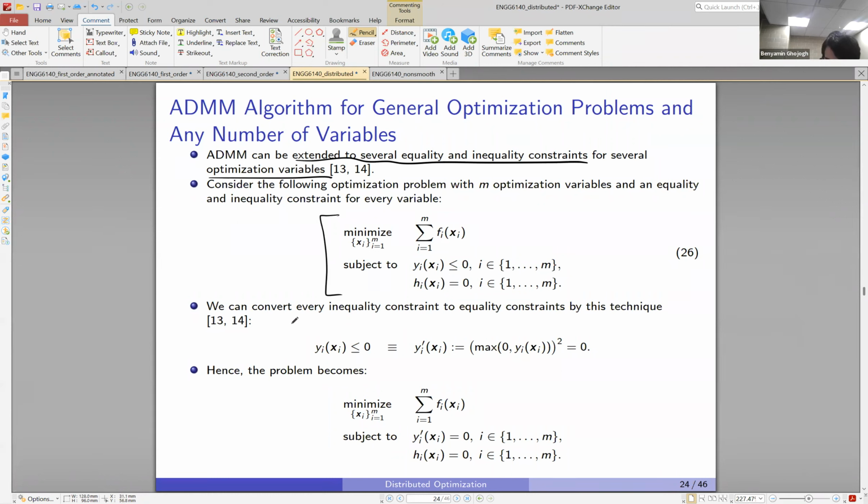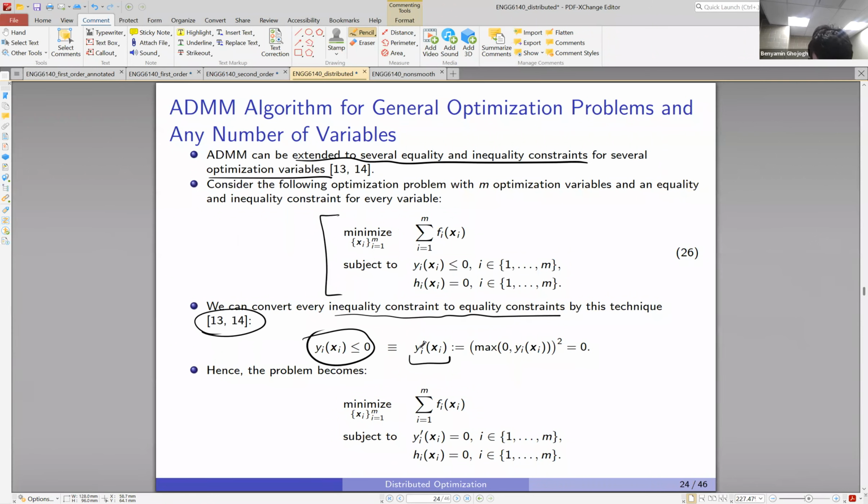What do we do for inequality constraints? Similar to what we had in the interior point method, we need to do some trick to get rid of the inequality, because inequality constraints are really a pain in the neck. We can handle equality constraints, so let's do something about the inequality constraints. Here, for example, we can convert every inequality constraint to an equality constraint by the technique mentioned in references 13 and 14. So these can be written as another function equal to 0.